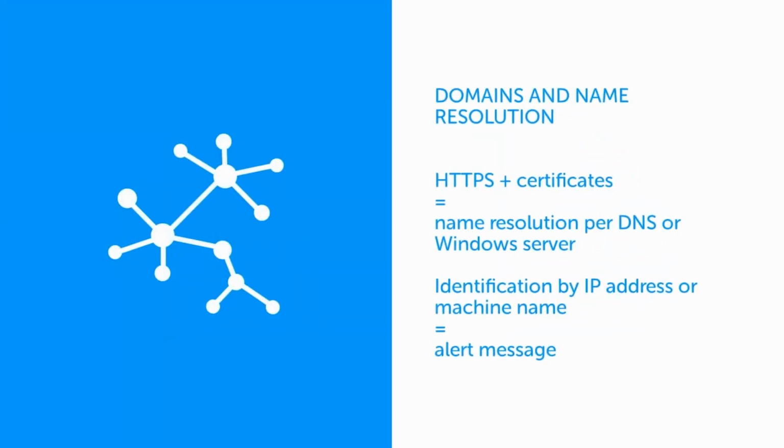The identification of a station on a network by an IP address or machine name is incompatible with the use of HTTPS and associated certificates and will cause an alert message. It's therefore imperative to identify the stations by a domain name assigned by a DNS server, public or private, or by a host name assigned by Windows.